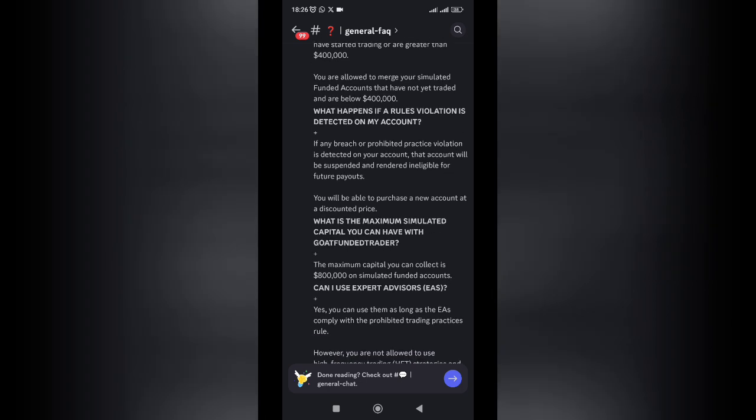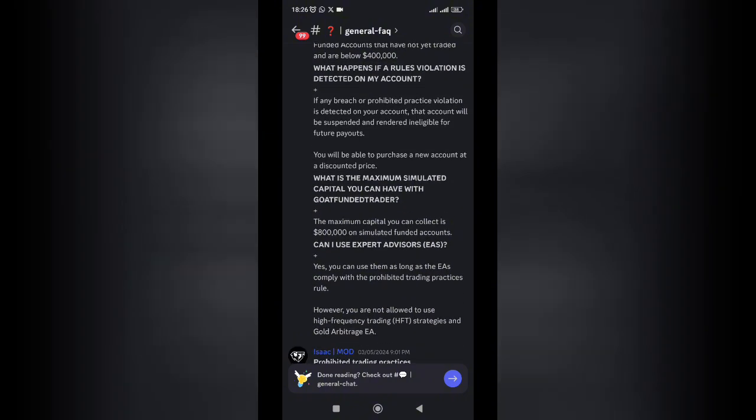What's the maximum simulated capital you can have with GoatFunded Trader? The maximum capital you can collect is $800,000 on simulated funded accounts. So if you're scaling, you can get up to $800,000. And bro, before you get $800,000, you should know that you're already a big trader because you'd have made good withdrawals before even getting here. So if you get $800,000 as funded capital and you're making constant profits, you know you're doing well for yourself.